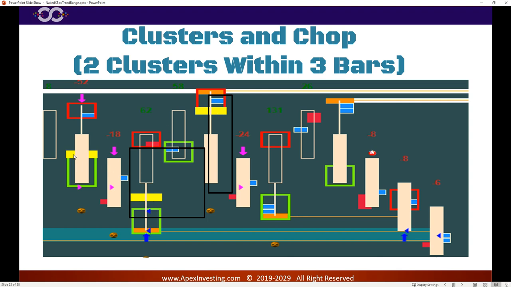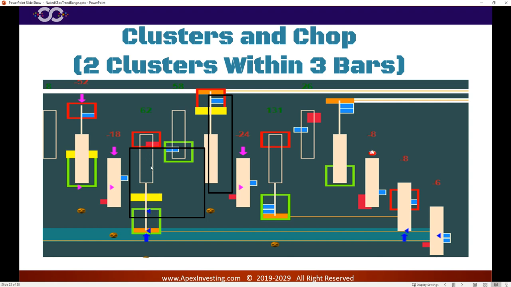Okay? If we have two clusters within 3 bars, right here, 1 bar, 2 bar, 3 bars, there's 2 clusters. That lets us know a cluster is an area of high volume, a lot more volume than the previous bars before. Something's going on here. There's a big accumulation cluster there, a big accumulation cluster here. That means potential chop. So if I see 2 clusters within 3 bars, I'm not taking the next trade, am I?